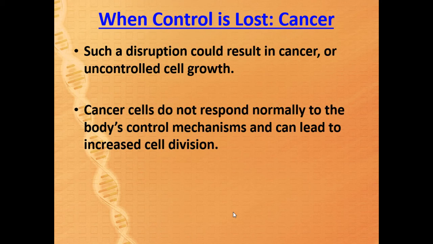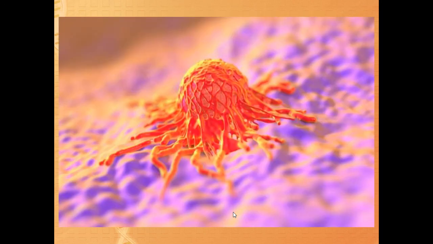When a disruption occurs, it can result in uncontrolled cell growth, which is how a tumor forms, and you end up with cancer. Cancer cells do not respond normally to the body's control mechanisms, and it leads to increased cell division. So basically, these cancer cells bypass all the checkpoints. They don't even take into account that there is a checkpoint, and they just divide and divide and divide. And as they're doing this, because there's no checkpoint, that DNA just keeps mutating and mutating and mutating. And that is how a tumor grows and gets bigger and bigger. So there we have a little tumor cell attached to some type of an organ.